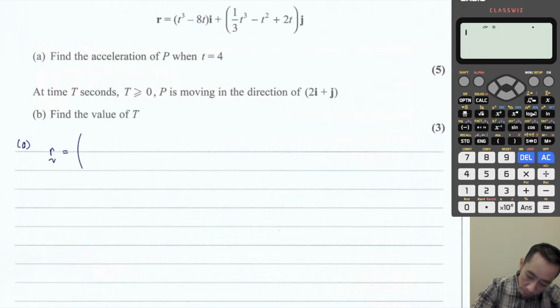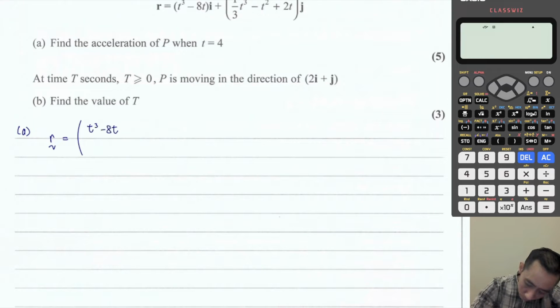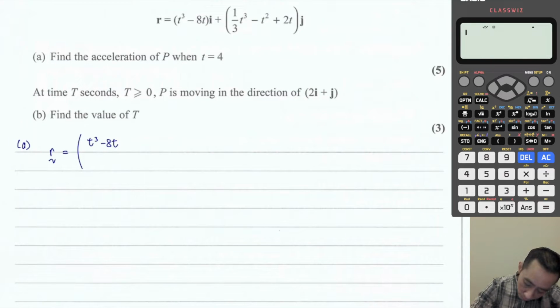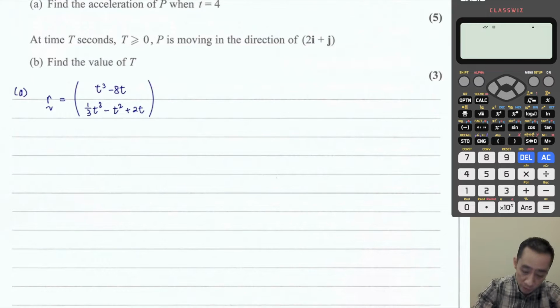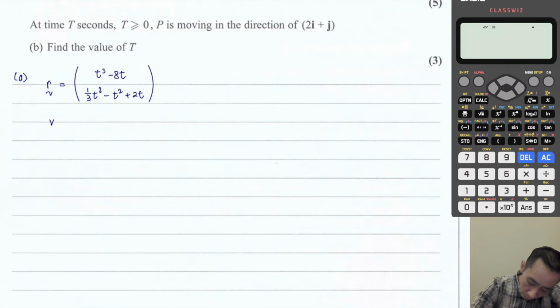r equals t to the power 3 minus 8t, 1 over 3 t to the power 3 minus t squared plus 2t. Okay, let's find the velocity, differentiate with respect to t. So velocity is equal to 3t squared minus 8, t squared minus 2t plus 2.